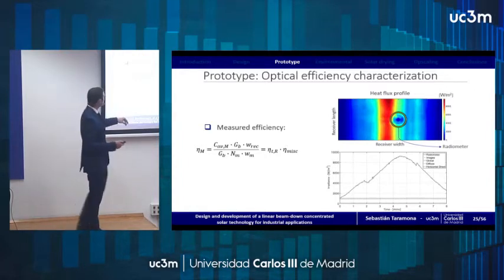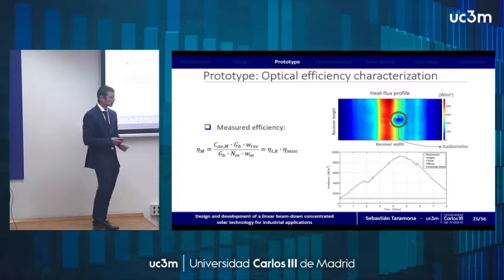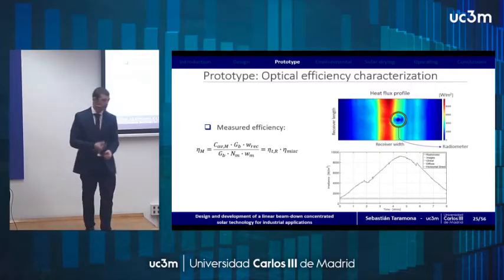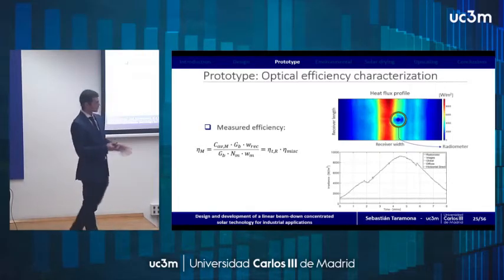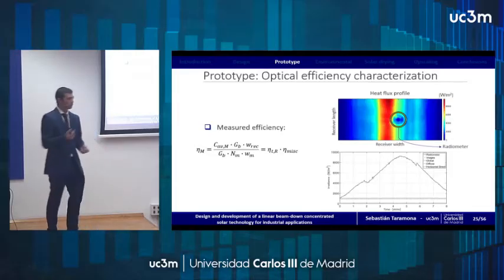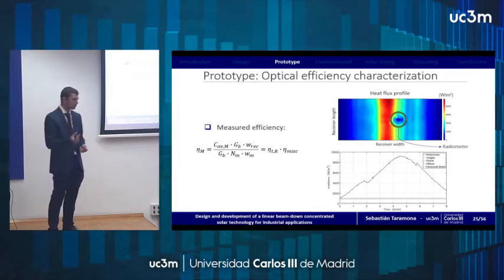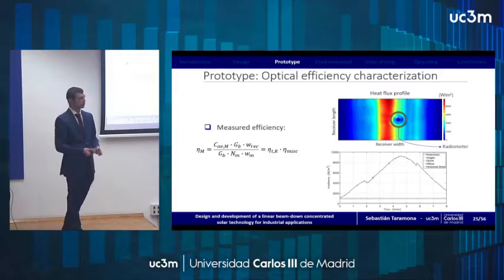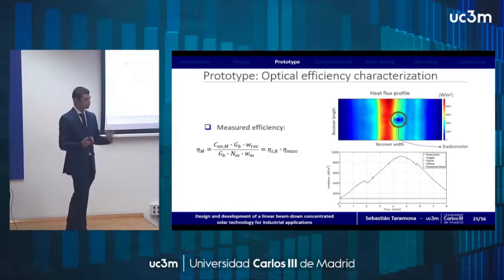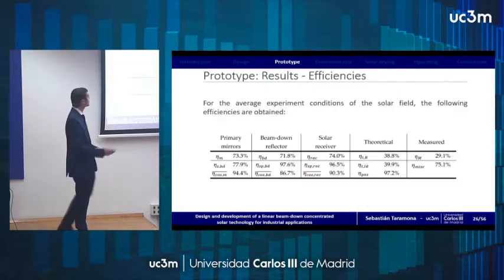And once we have this measured parameter, we can compare it with the theoretical one. And this comparison gives us an idea of all those different errors between the theory and the reality, which are not easily measurable, but draw down the performance of the solar field. And we also have to take those into account.